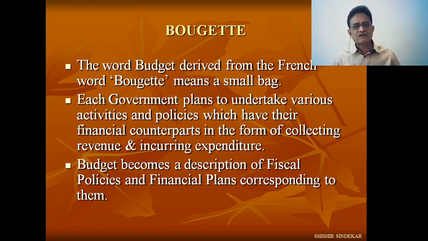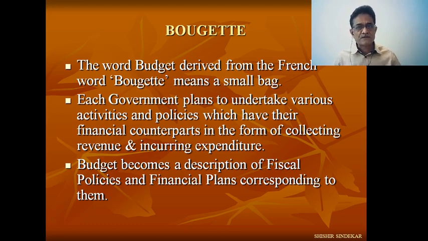Each government plans to undertake various activities and policies which have their financial counterparts in the form of collecting the revenue and incurring expenditure. So government wants to start a new road project, infrastructure spending. Again, it is mentioned in that budget. So budget is actually a description of fiscal policies and financial plans according to it.